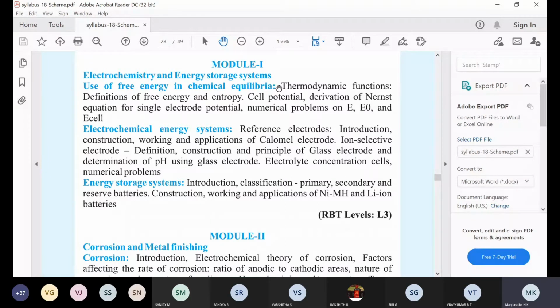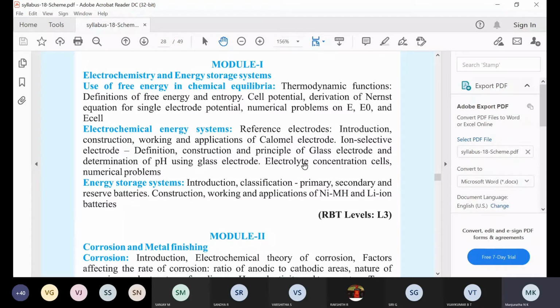Next, coming to the next subtopic in this same module, that is electrochemical energy systems. In this we are going to discuss the electrodes, in which there are 2 types of electrodes in the syllabus. One is a reference electrode, for which one example is the Calomel electrode. Another one is ion selective electrodes, for which one example is the glass electrode. So here we are going to discuss both types of electrodes, that is construction and working of the Calomel electrode and construction and working of the glass electrode.